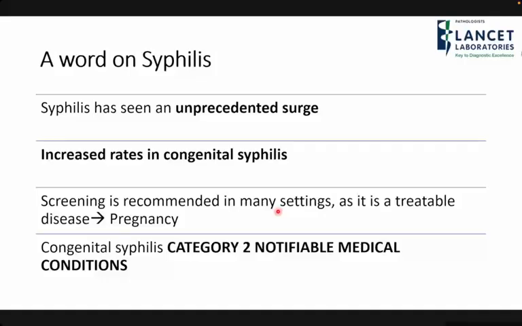Sometimes it's not easy to get the typical signs and symptoms of syphilis, and patients present late. And then we are seeing increased rates of congenital syphilis. So screening is recommended, especially in pregnant women, early in pregnancy, and then in late pregnancy as well, if you are worried. Congenital syphilis is a category 2 notifiable medical condition. So we always have to screen these females.